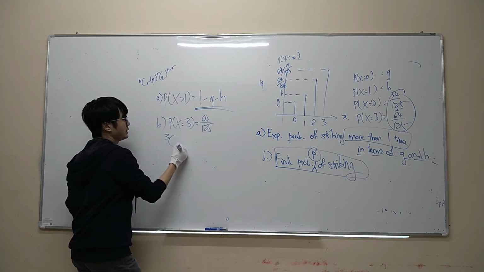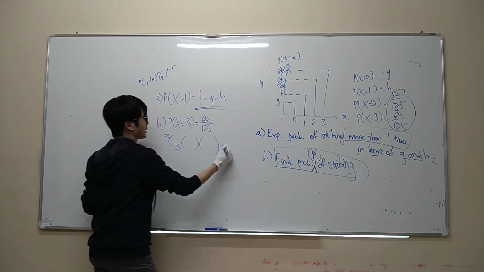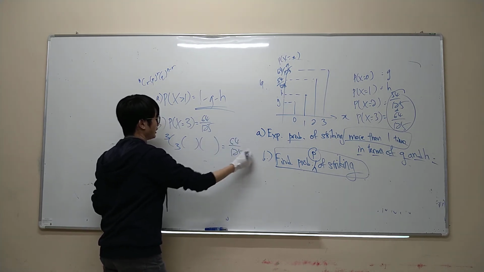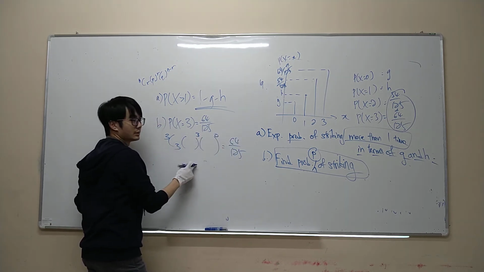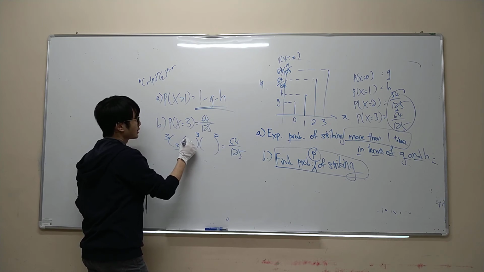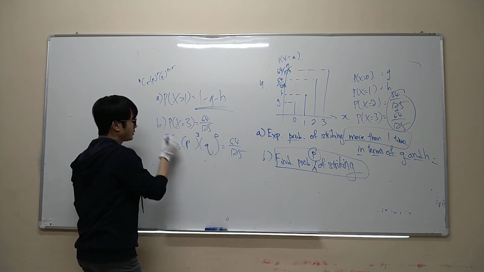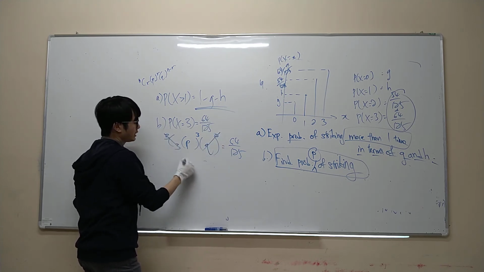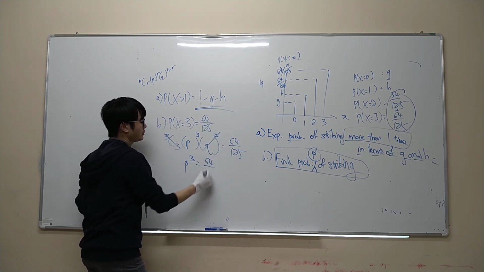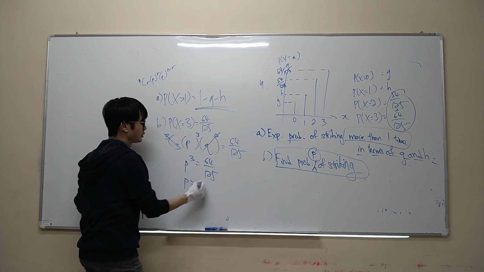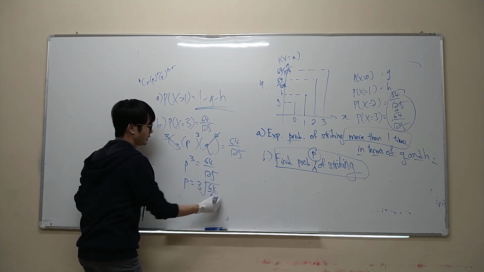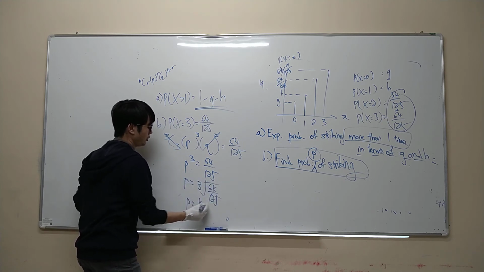So it will be 3C3, then bracket 64 over 125. Here will be power 3, here will be power 0. Here is the probability of success, and here will be the probability of failure. Can you see this and this cancel? So P to the power 3 equals 64 over 125, and P is the cube root of 64 over 125.